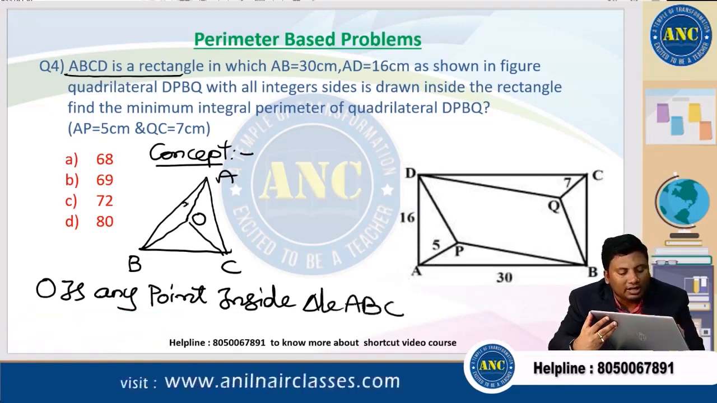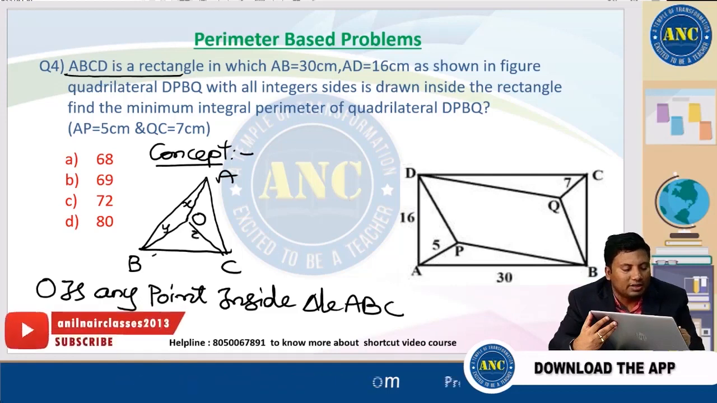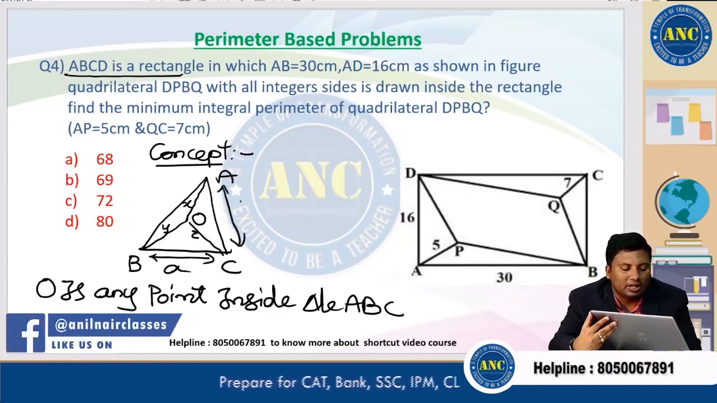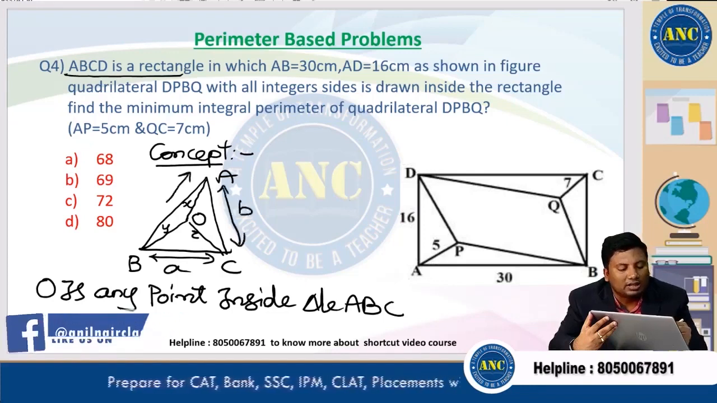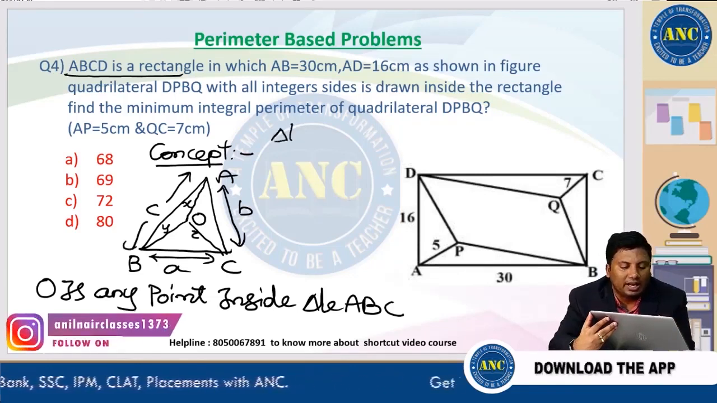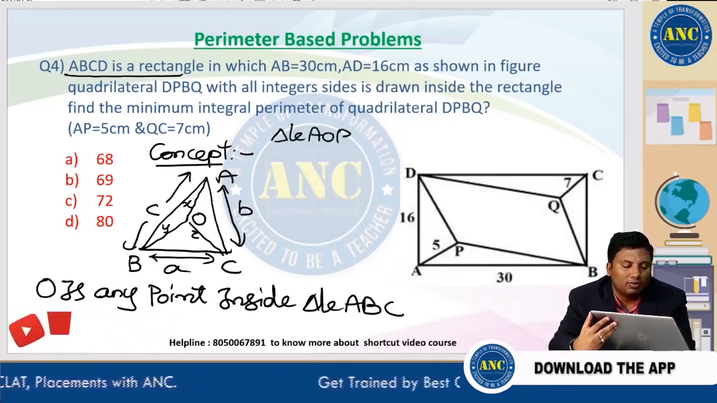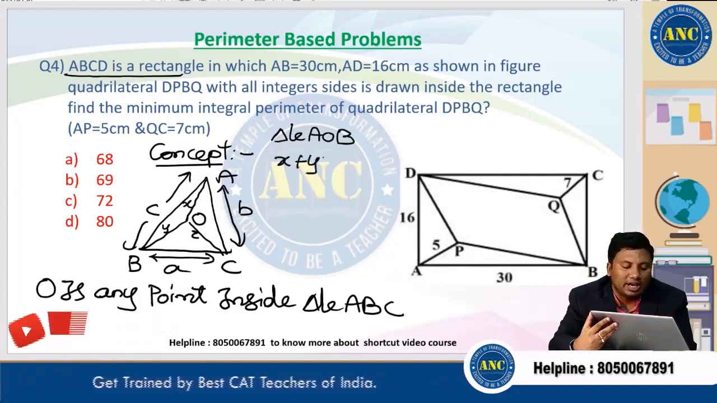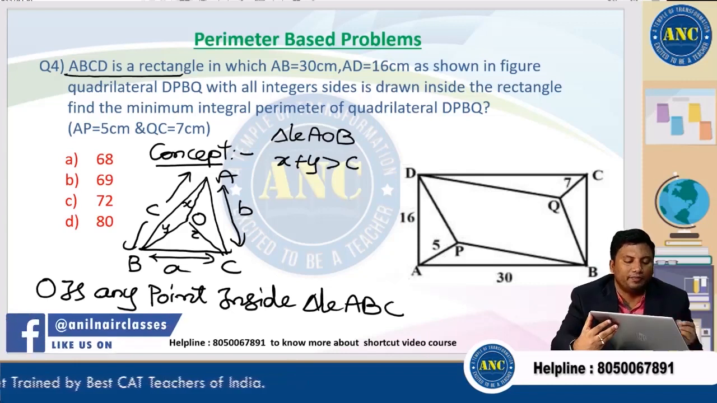Let me call these X, Y, Z. Opposite to capital A is small a, this is small b, and this is small c. So if I take the triangle AOB, the sum of two sides should be greater than the third side. X plus Y is greater than C.